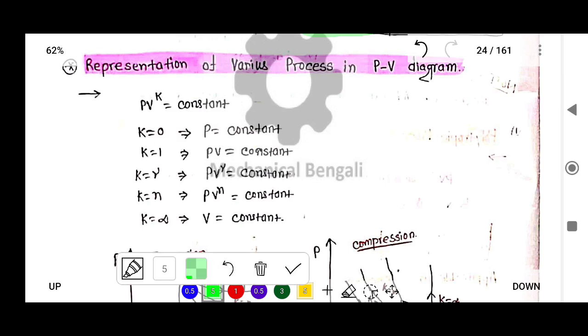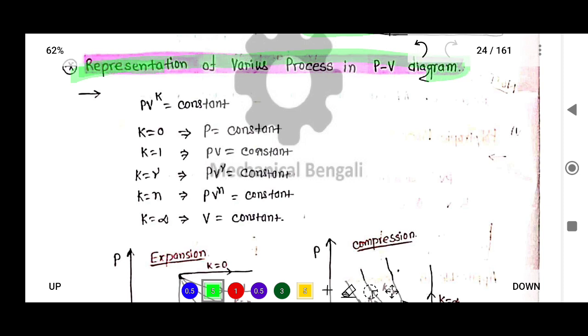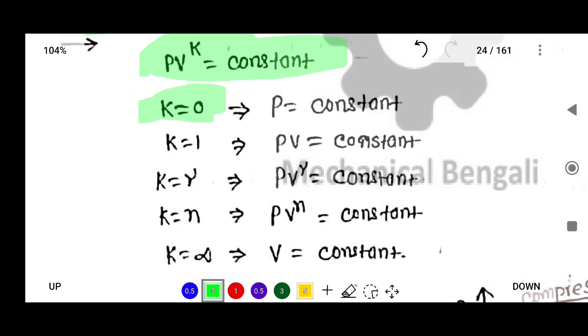Today's topic is representation of various processes on PV diagram. Now suppose PV to the power k is equal to constant. Here if k equal to 0, then you can say that p equal to constant, because v to the power 0 means 1, that means p is equal to constant. If k equal to 1, if you put k equal to 1 here, then pv is equal to constant, that means it is an isothermal process. Okay, pv equal to constant.